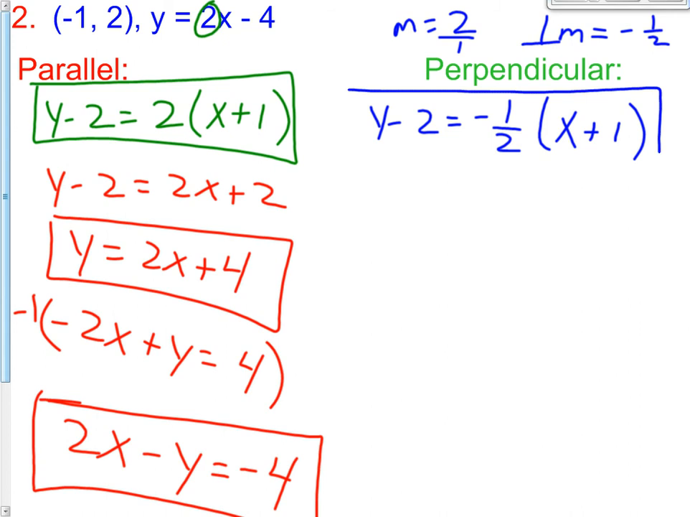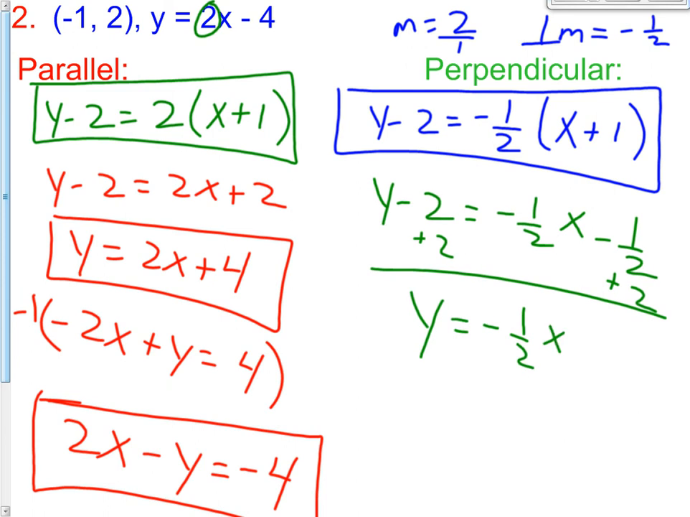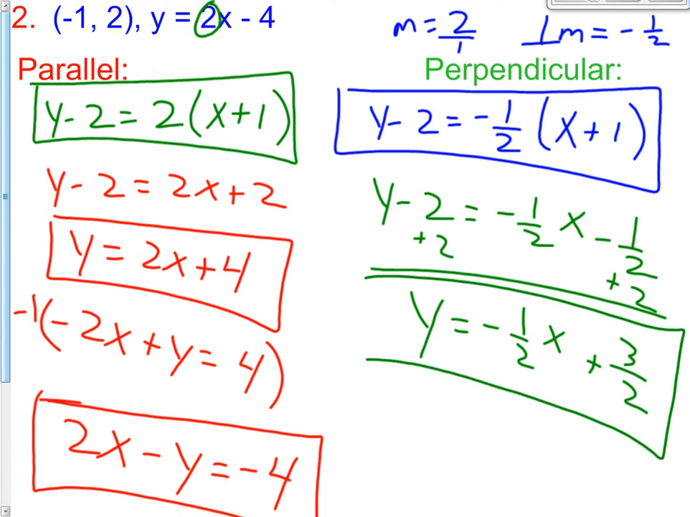Answer number 1. Answer number 2. We're going to get rid of our parentheses, so y minus 2 equals a negative 1/2 x minus a 1/2. Let's add 2 over here to get y all by itself. So y equals a negative 1/2 x plus 2 minus a 1/2 is 3/2. So this, my friends, is answer number 2 for perpendicular.